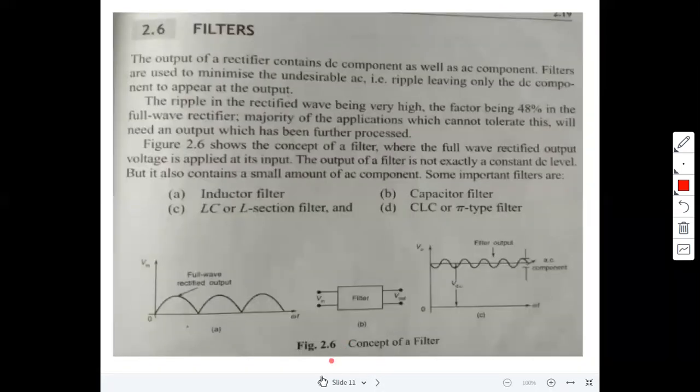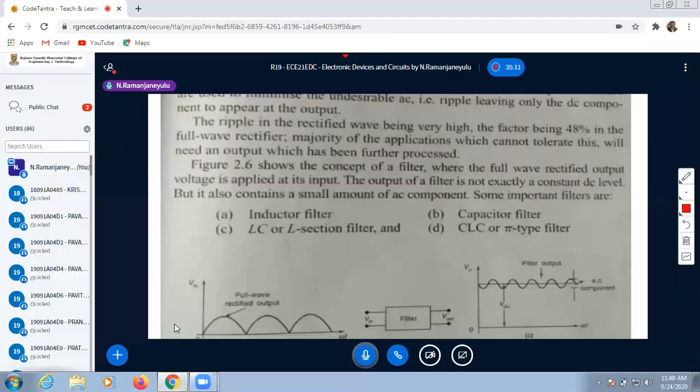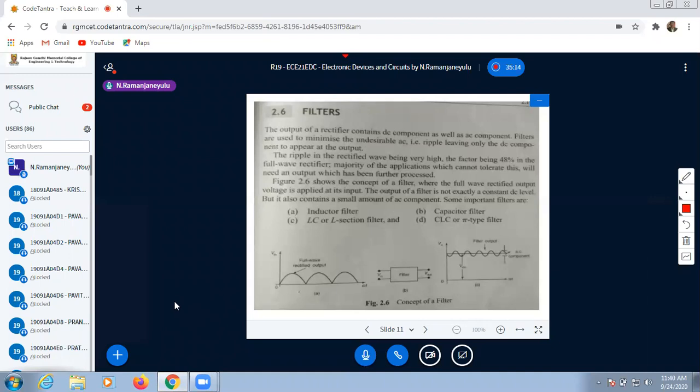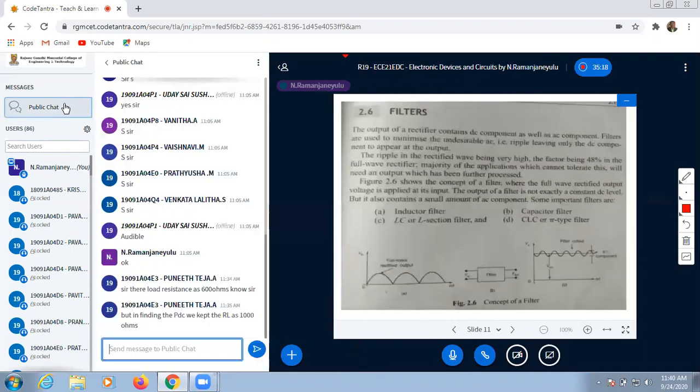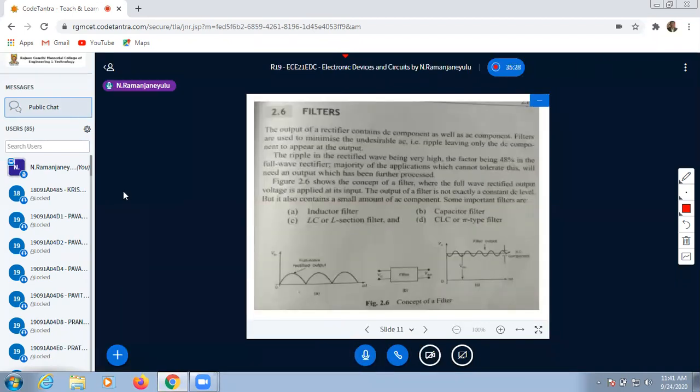Okay. That is about rectifiers. So far we completed 3 different types of rectifier circuits: half wave rectifier and half wave rectifier parameter derivations and problems. Full wave rectifier, full wave rectifier parameter derivations and problems with the center tap.